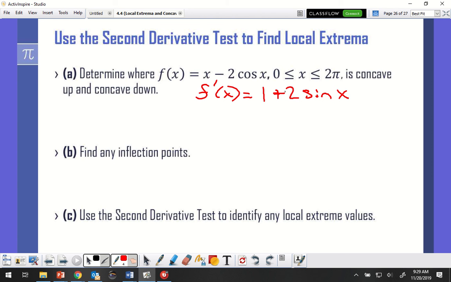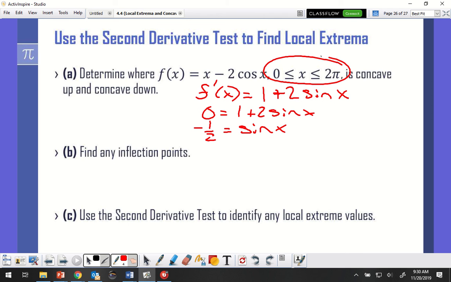Now let's set that equal to 0 because I need my critical numbers. So 0 equals 1 plus 2 sine of x. So negative 1/2 is equal to sine of x. Now, over the interval from 0 to 2 pi, that's my whole unit circle. First, think about sine: is it the x or the y value? The y value. Where are the y values negative? What quadrants? Quadrants 3 and 4, below the x-axis. All those are going to be negative.